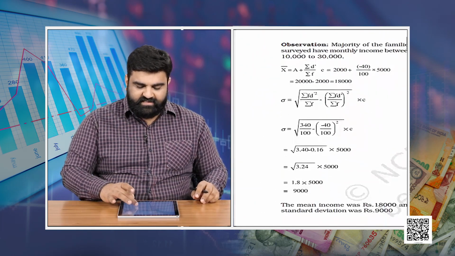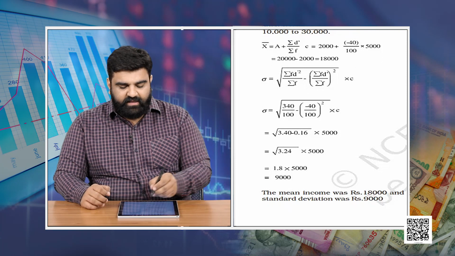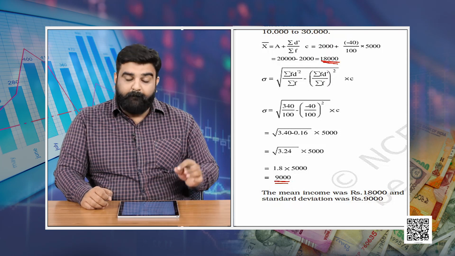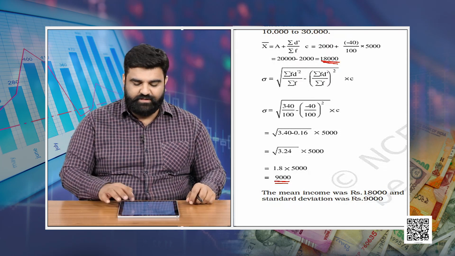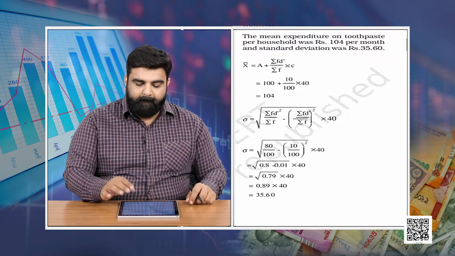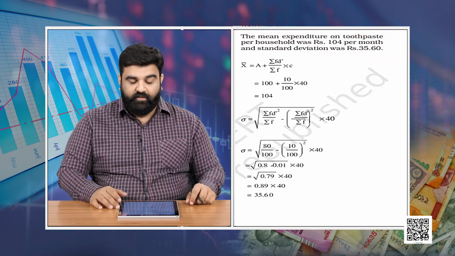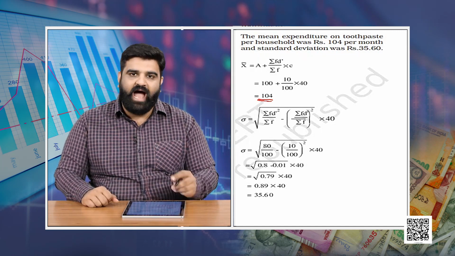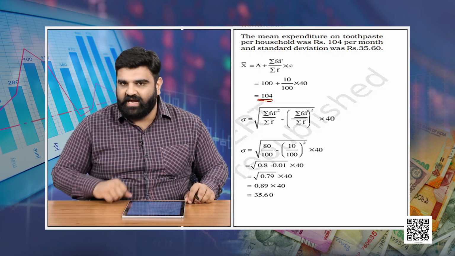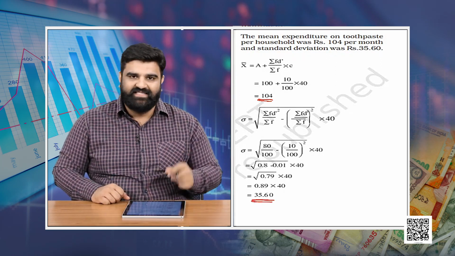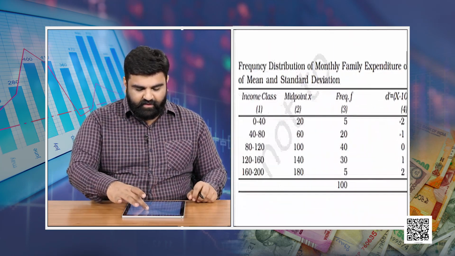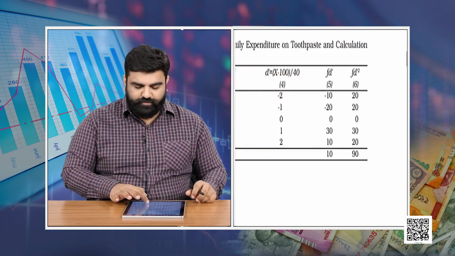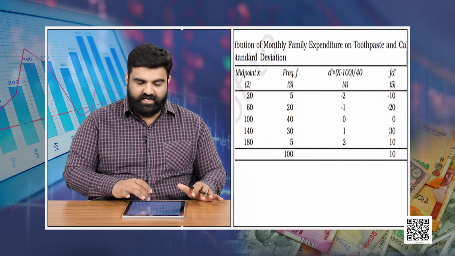So, now let us see the observation. We observed that the mean income was 18,000 and the standard deviation of the monthly family income was 9,000. Similarly, we have monthly family budget on toothpaste. We found that the monthly family expenditure on toothpaste was 104 rupees and it had a standard deviation of 35.60. Now, this is the way the standard deviation on the expenditure on toothpaste was found. So, we have the calculations on your screens.